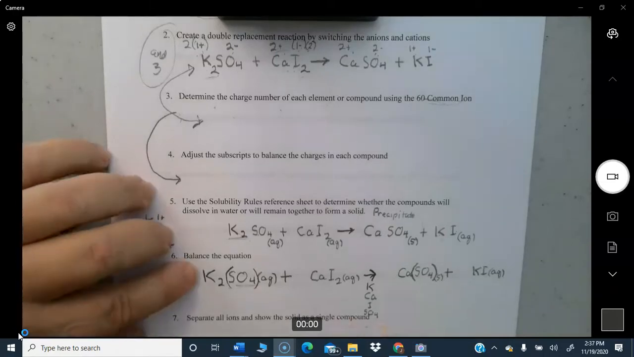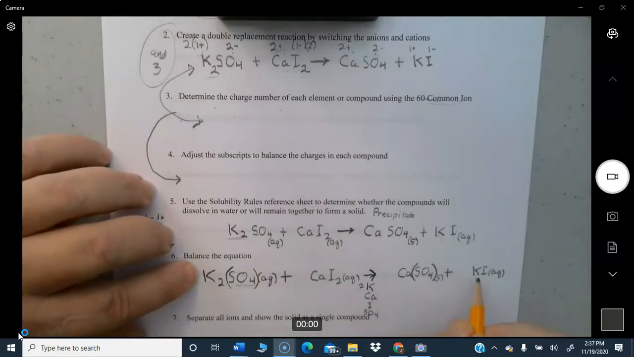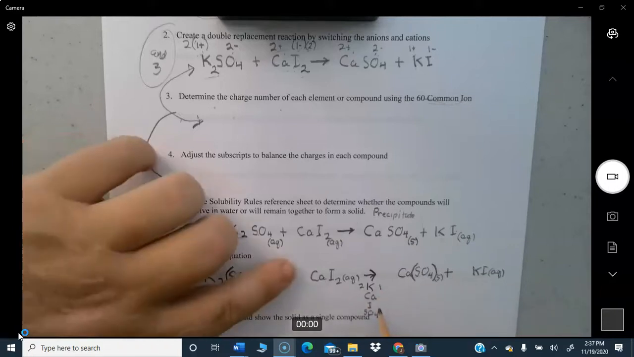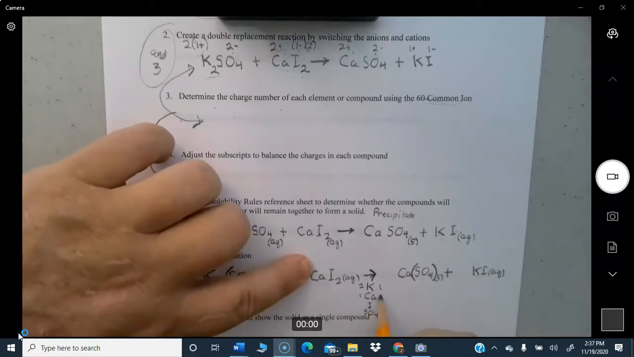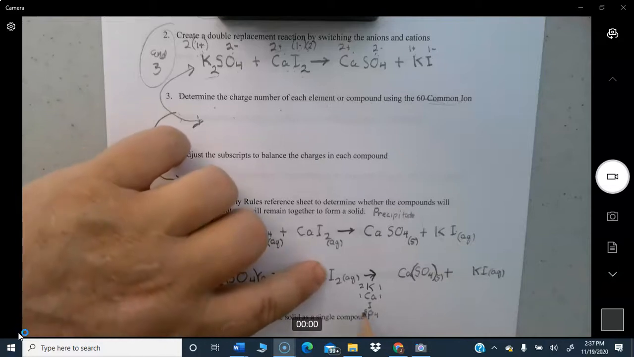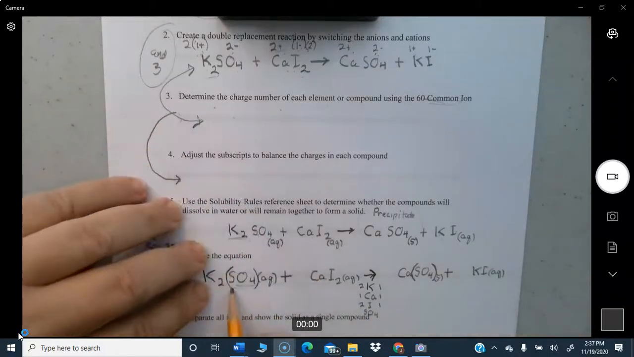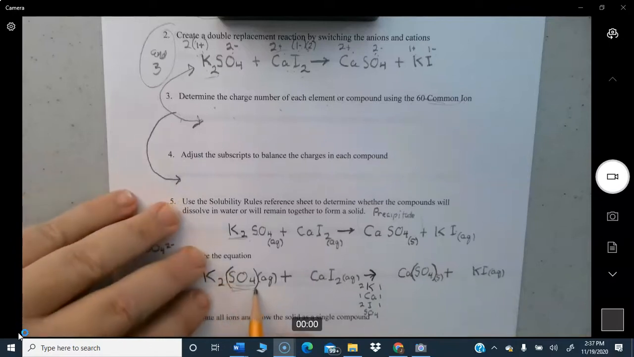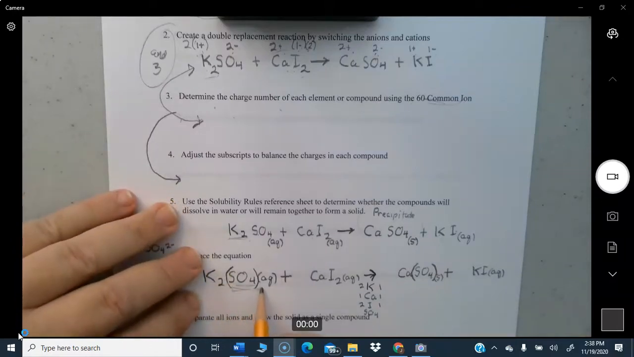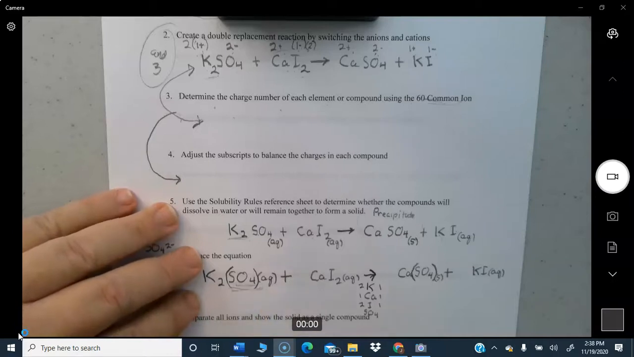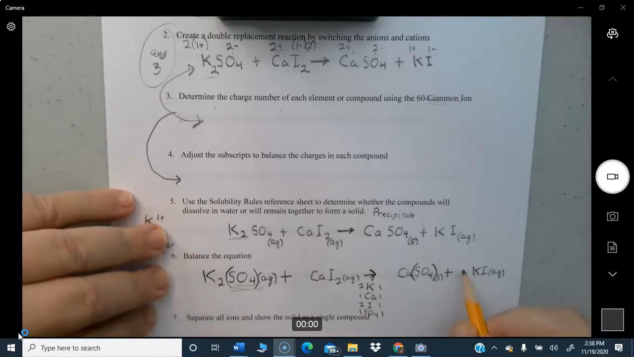Okay, so now we count. We have 2 Ks on this side. We have 1 on this side. Calcium, we have 1 and 1. Iodine, we have 2. And over here we have 1. And SO4, we simply have 1 there. If we had more than 1, there would be a coefficient or a subscript outside of the parentheses. So there's 1 on this side, 1 on this side. So the only things that are out of balance are iodide and potassium, and you can balance those all in one shot by simply putting a 2 right there.